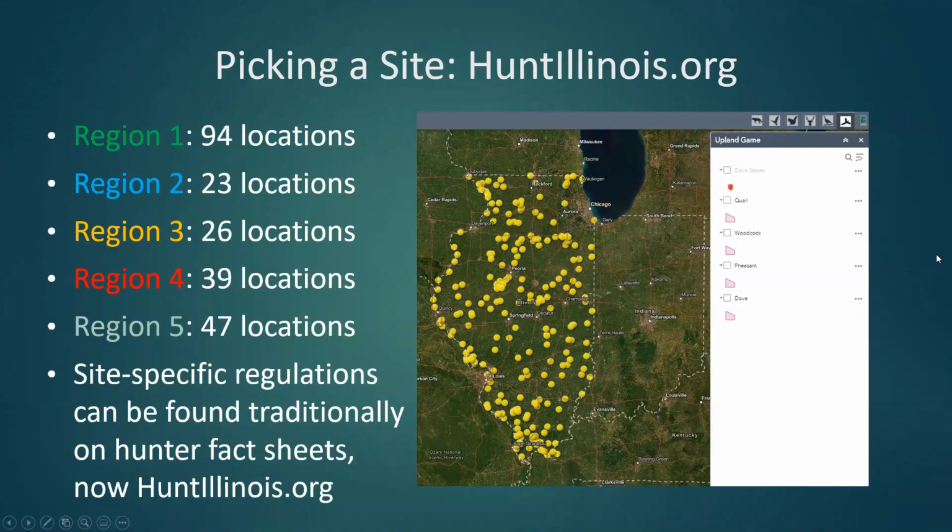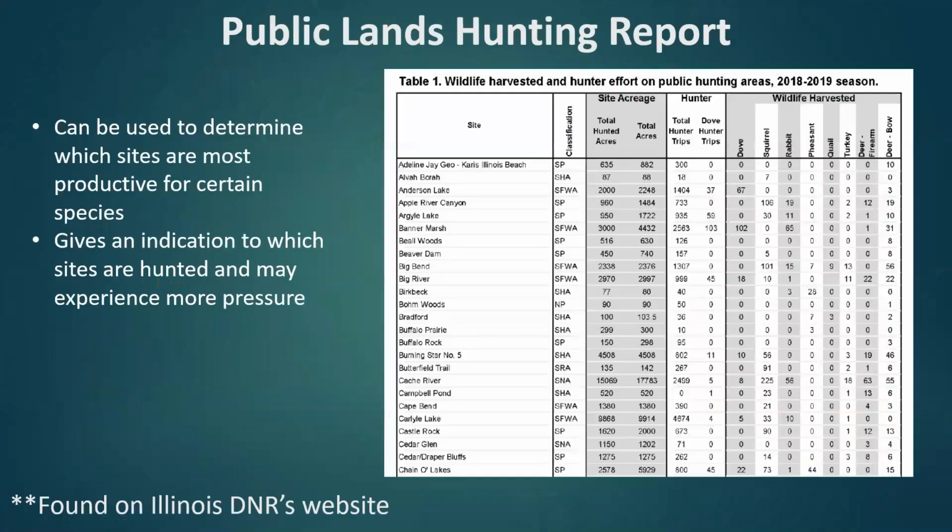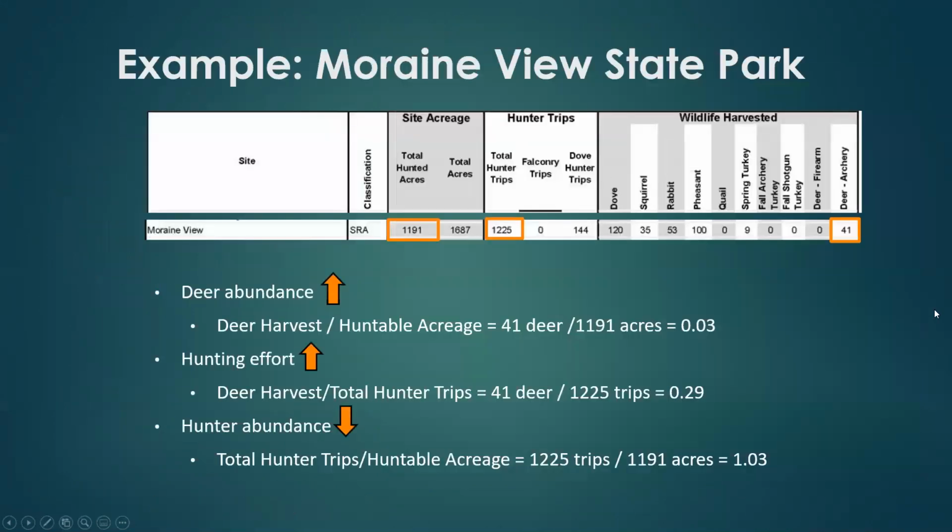You can also, to help narrow that down with all those sites that are available, you can look at the public lands hunting report, and you can use this to look at total hunt acres, total hunt trips, and see how many deer or species of interest were taken off of that plot of land the year before. And that gives you an idea of how productive the land is. And an example of this, we're going to look at Moraine View.